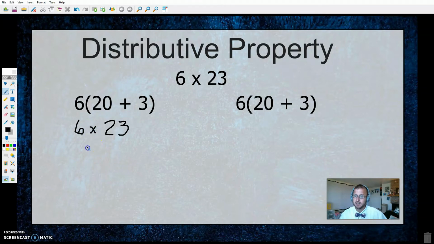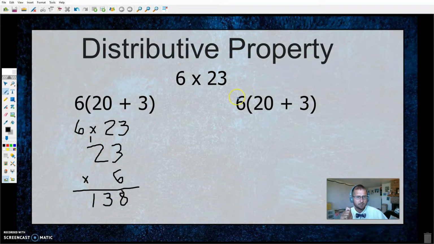Now, same as the addition, I recommend rewriting this vertically because math is just a lot more clean written this direction. 3 multiply 6 is 18. We're going to carry that 10 over. 2 multiply 6 is 12. Add a 10 is 13. We end up with 138.